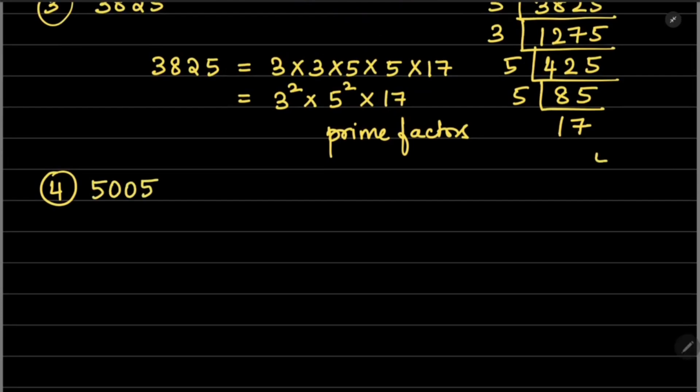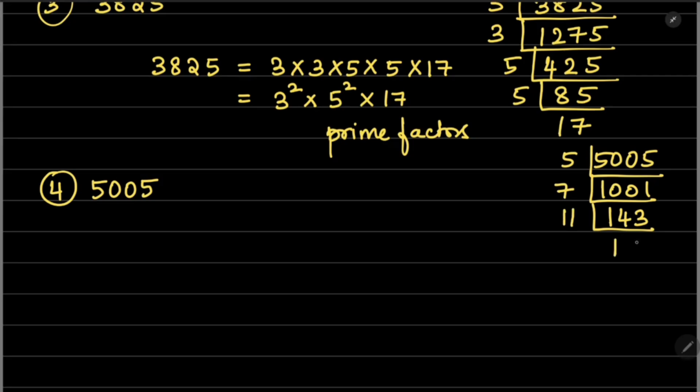5005. Okay, so 5005. Let's do the prime factorization. Start with 5. 1001. Okay, now let's see if it goes with 7. 7 ones are 7, 30. Right? 7 fours are 28. Again 2, 31. Okay, and then let's go with 11.